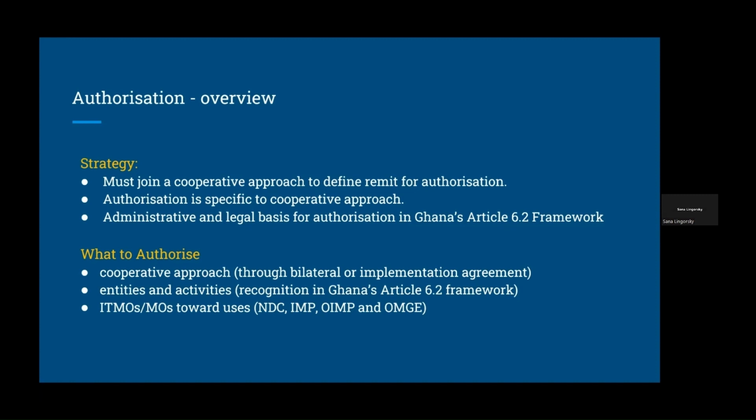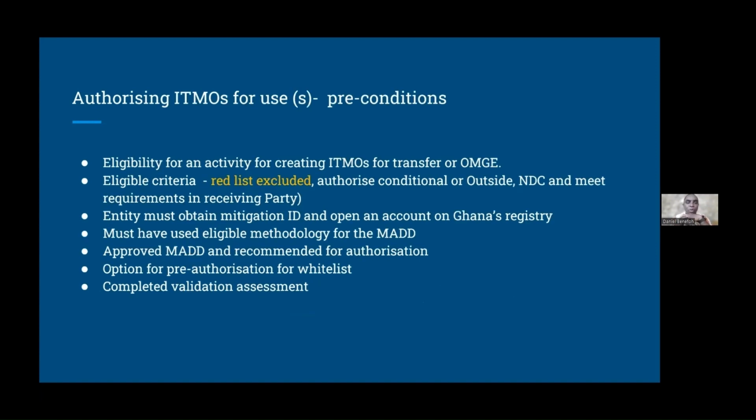So we have separated the operations for the authorization for 6.2 and captured it in the 6.2 framework that we have prepared for the country. We have also taken time to look at what are the things that we need to authorize and what are the interlinkages. Whilst we are looking at the broad nature of authorization, we are looking into authorizing entities and activities and also authorizing mitigation outcomes for use. And therefore, that is the authorization.